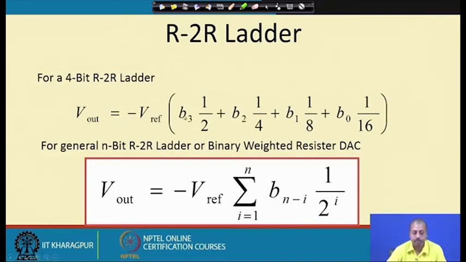Vref into B3 into 1 by 2. Taking that Rf equal to R by 2, we get Vref equal to B3 into 1 by 2 plus B2 into 1 by 4, B1 into 1 by 8 plus B0 into 1 by 16.